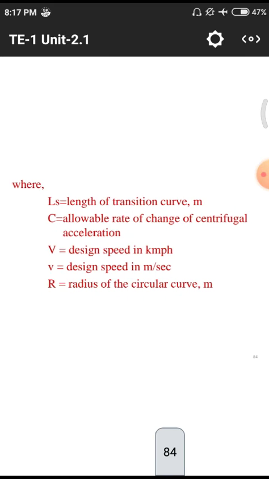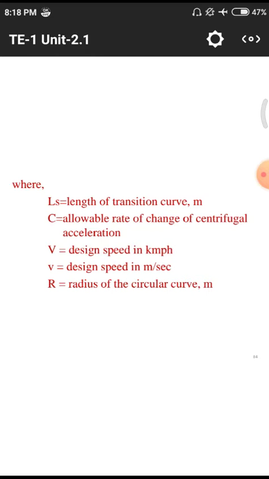Next, terminology. In the previous formulas, LS is the length of the transition curve in meters. C is the centrifugal acceleration, that means the allowable rate of centrifugal acceleration. Allowable means the permissible values, the value we must not exceed.